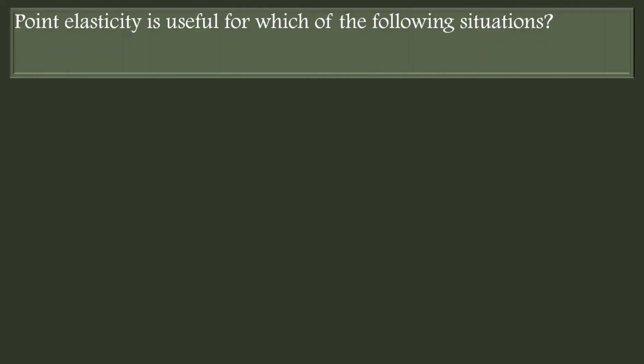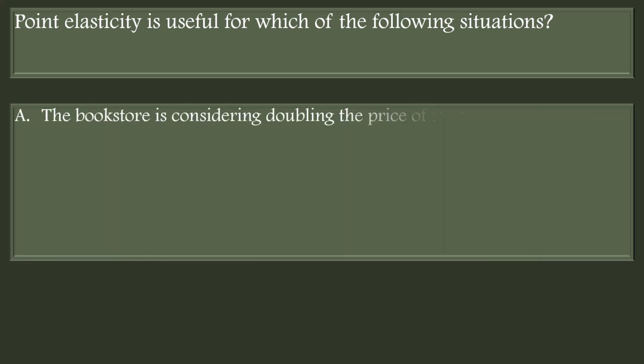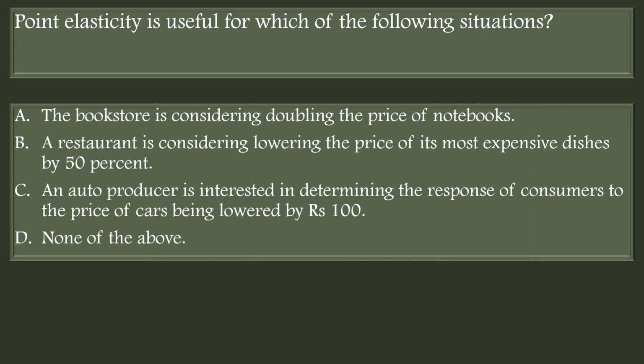Eighth question. Point elasticity is useful for which of the following situations? Options. A. The bookstore is considering doubling the price of notebooks. B. A restaurant is considering lowering the price of its most expensive dishes by 50%. C. An auto producer is interested in determining the response of consumers to the price of cars being lowered by 100 rupees. D. None of the above.